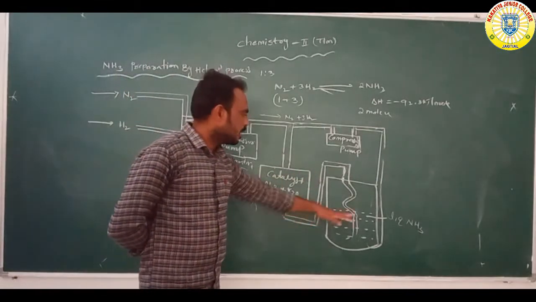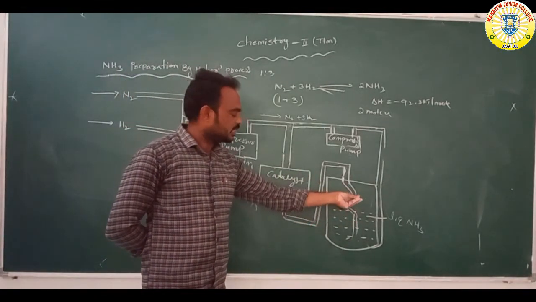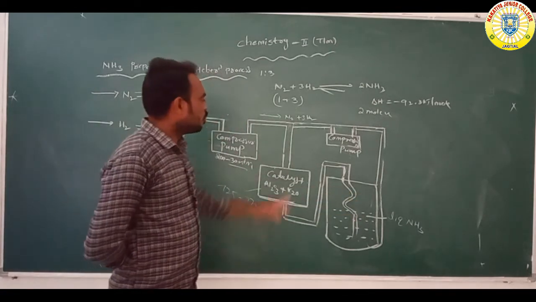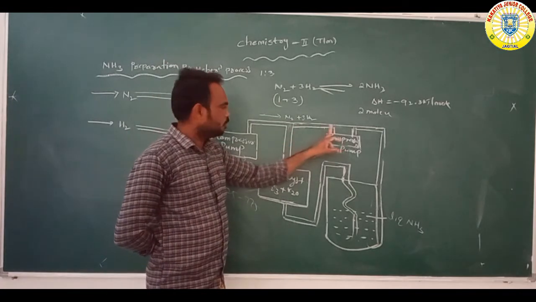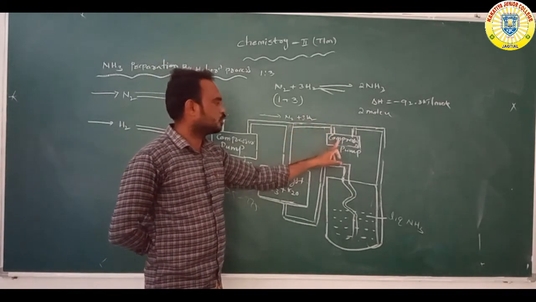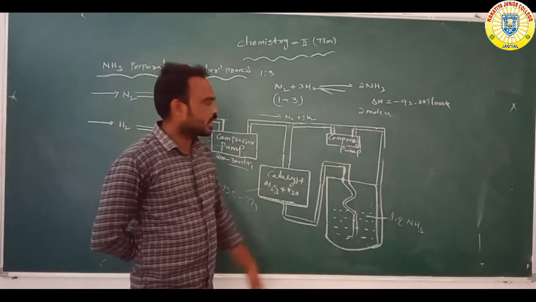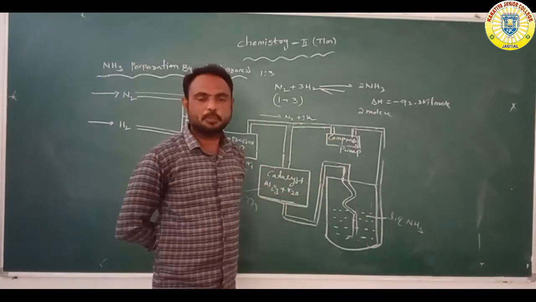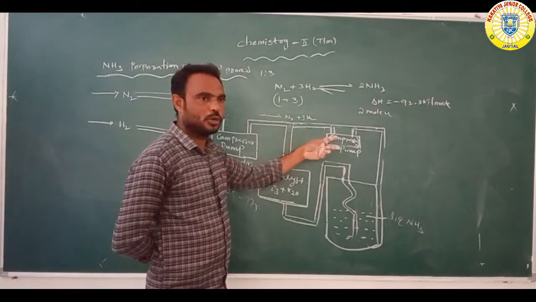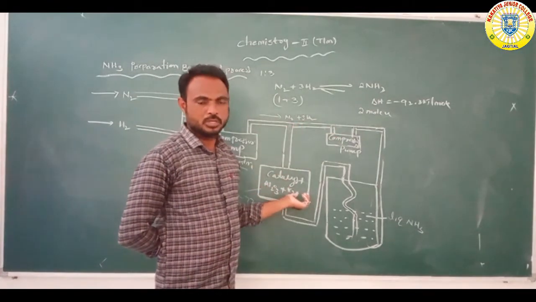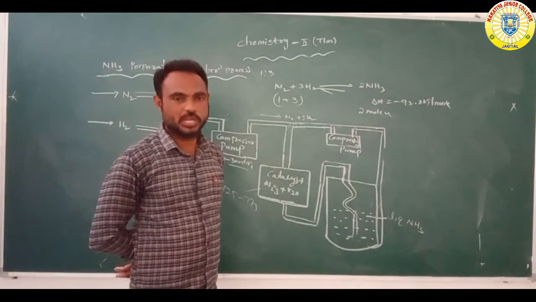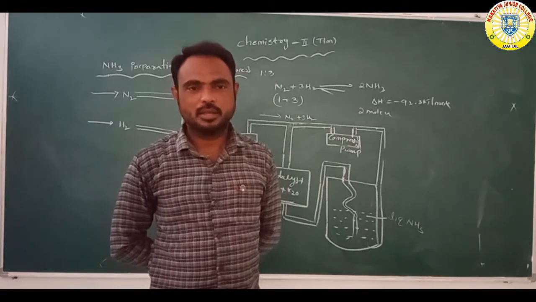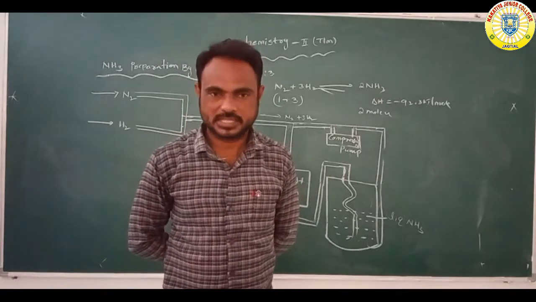So in this process we obtain liquid ammonia. Overall, in another tube, some quantity of nitrogen and hydrogen goes into the compressor pump. When we have given temperature and pressure with the compressor pump, the nitrogen and hydrogen then go into the catalyst chamber, where ammonia is formed. Okay, so that is the preparation of ammonia by the Haber process.